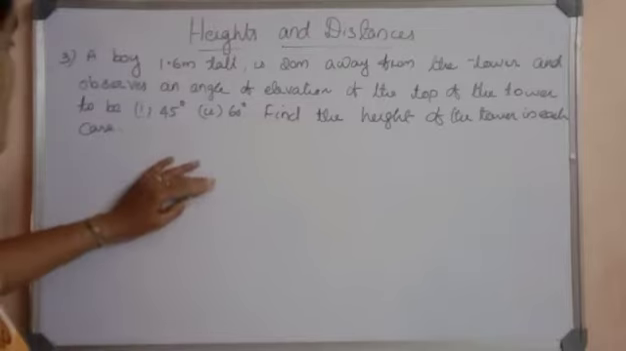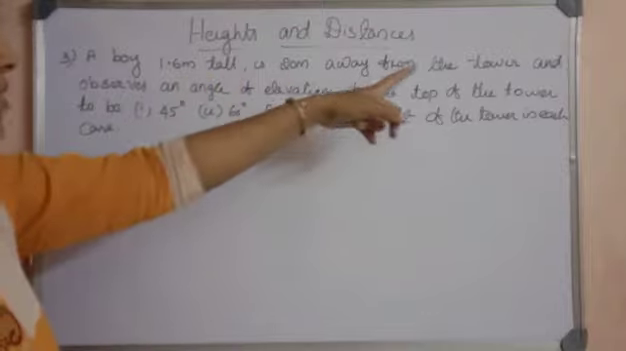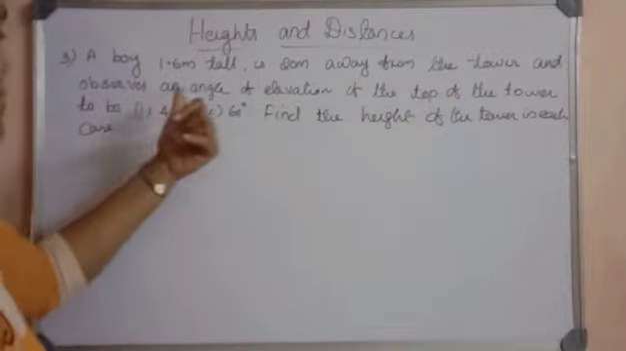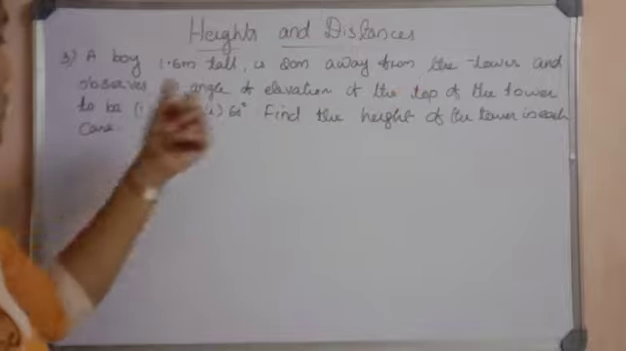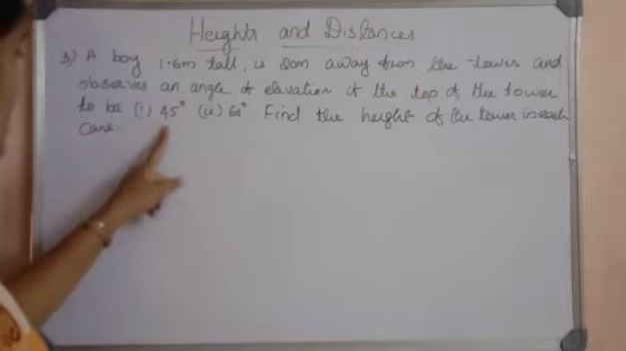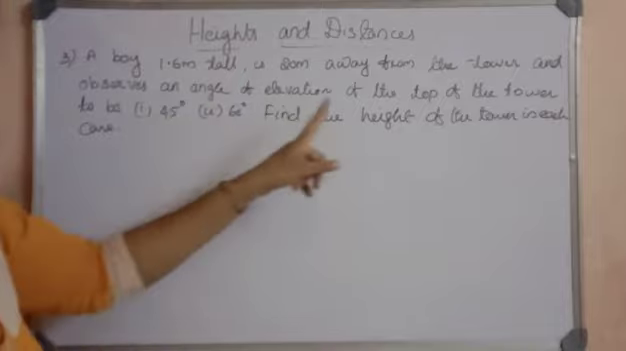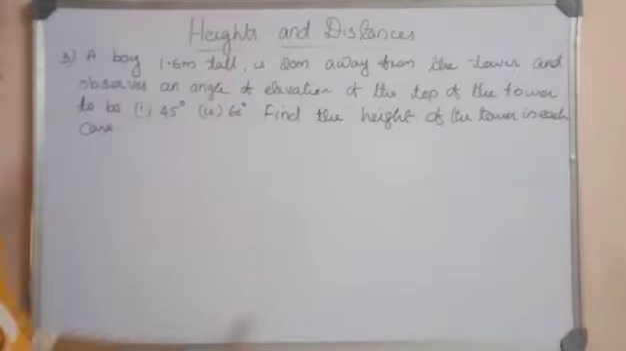Look at the next question. A boy 1.6 meters tall is 20 meters away from the tower and observes an angle of elevation of the top of the tower to be 45 degrees. There are two cases given here. The first case it is 45 degrees and the second case it is 60 degrees. Find the height of the tower in each case.